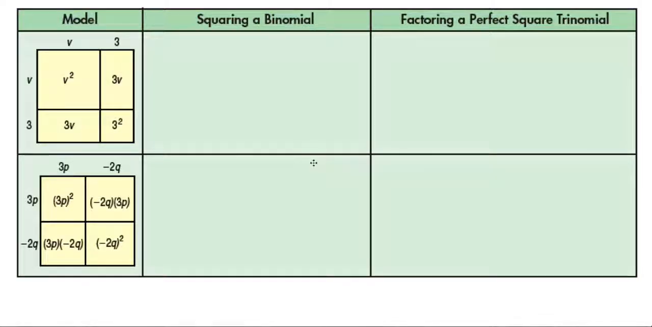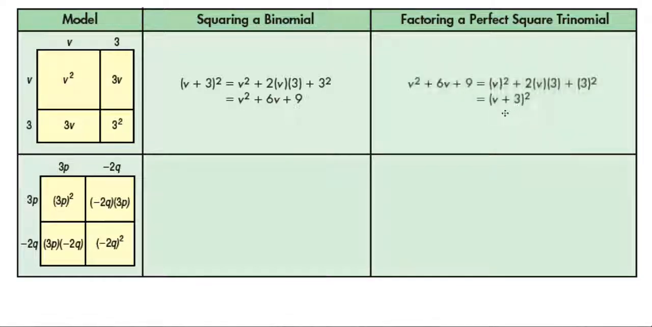Before that, let's take a look at this model. You have v plus 3 and v plus 3. That's a perfect square because the dimensions are the same. So if we model this, it is v squared, 3v right over here, another 3v, and this is 3 squared. Squaring a binomial simply means v squared plus 2 times v times 3 plus 3 squared, or v squared plus 6v plus 9. If you're factoring a perfect square trinomial, we simply do the opposite. V squared plus 6v plus 9 is equal to the quantity v plus 3 squared.